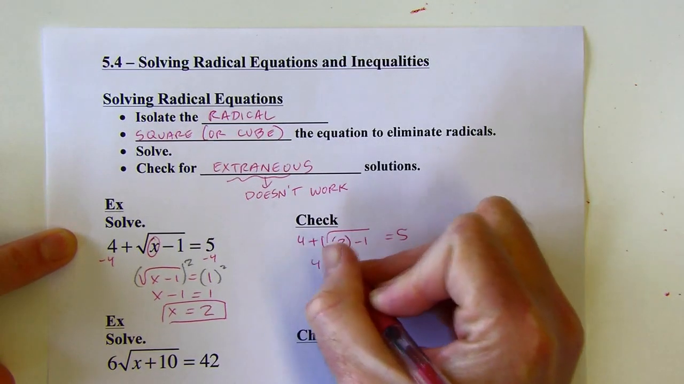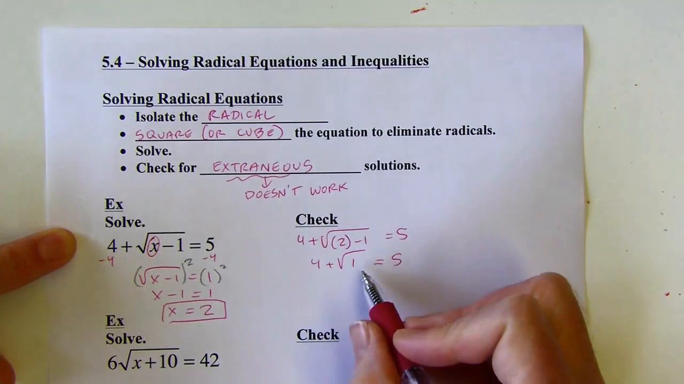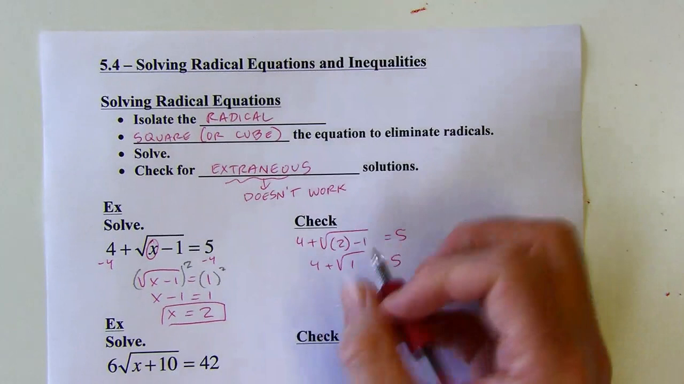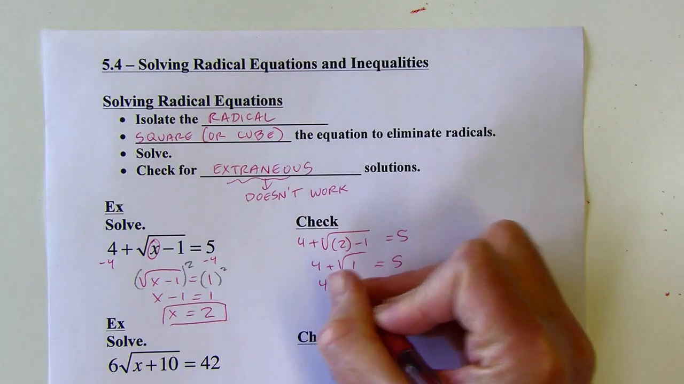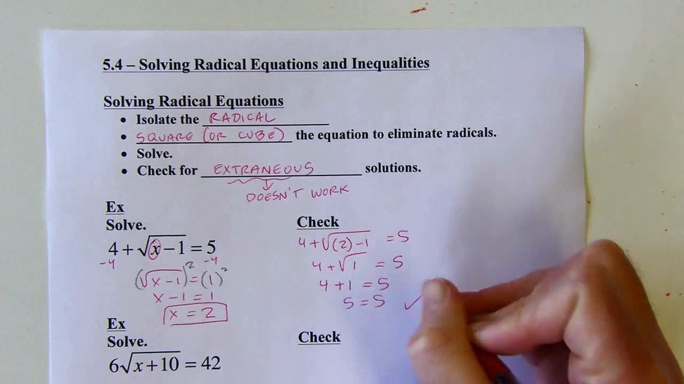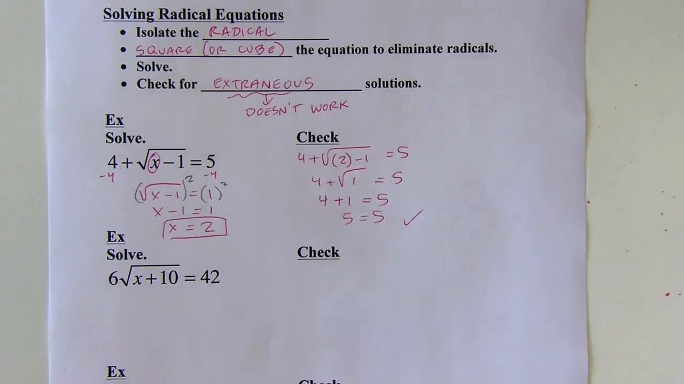Okay, so let's start simplifying this here. I got the square root of 1. The square root of 1 is 1. I'm only going to use the principal root, only the positive root, right? The square root of 1 could be 1 or negative 1, but for the checks, only use the positive root. And then this does work, and so I know that this is a good solution.